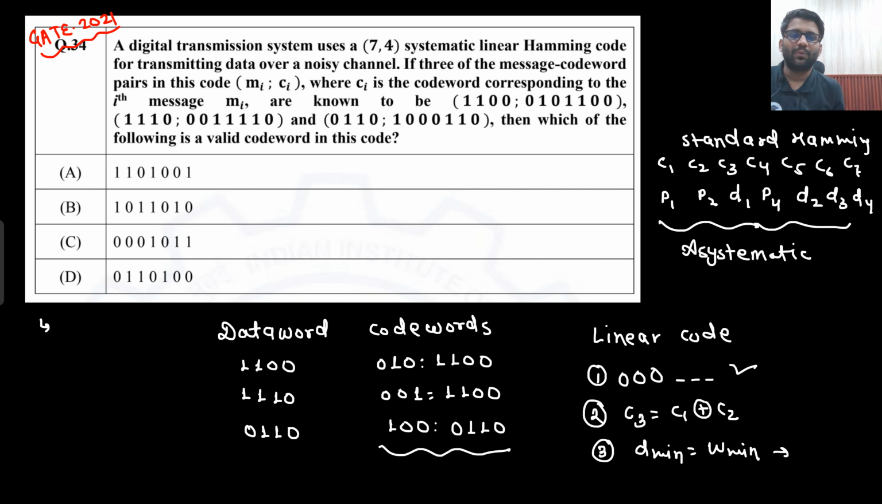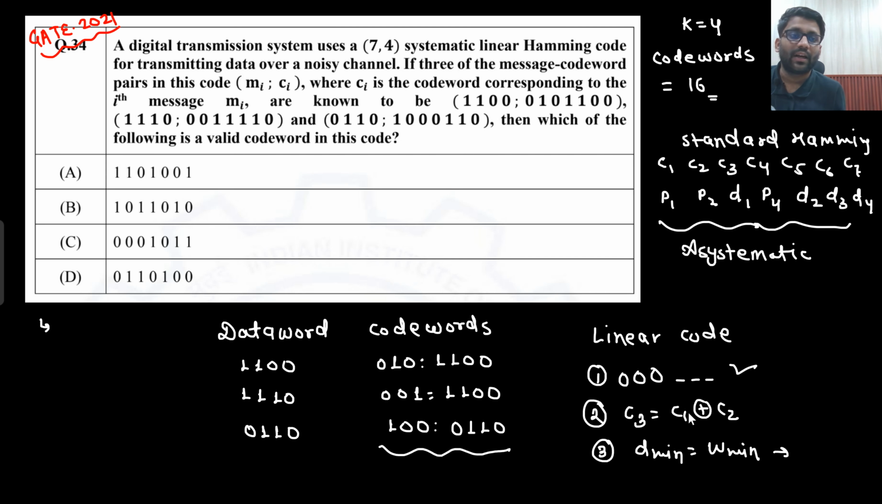So what will click to me in the examination? First, it will click that 3 code words are given, and I will try finding out other code words as well. What is the value of k here? The data word length is 4. That means the number of code words possible is 2 to the power 4, that is 16. So I will try to find out 16 code words. But just let me know, using these 3 code words, will you be able to find out all 16 code words?